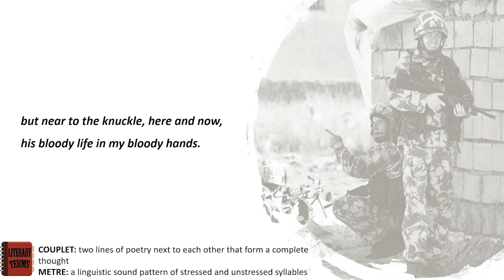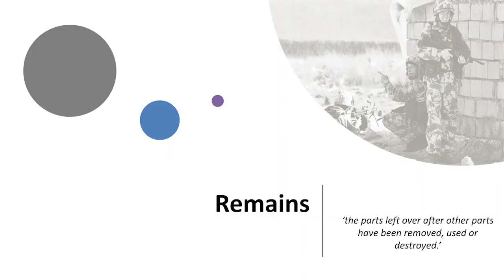Okay, and that's the end of the poem. So let's just go back to the title, because titles are important. They're there for a reason. It's always worth, for all of the poems, making sure you've thought about the title and what's worth saying about it. So our title was Remains, and remember the definition of remains: the parts left over after other parts have been removed, used, or destroyed. And that's a really clever title. And there are several different interpretations that we can come up with here.